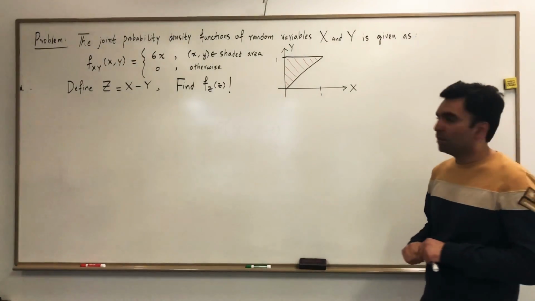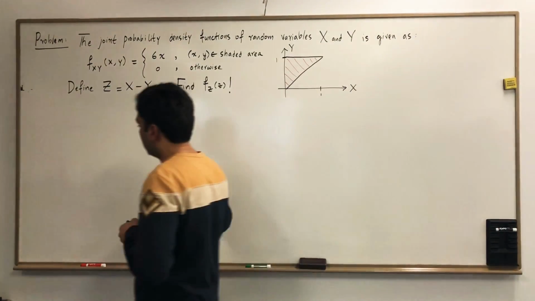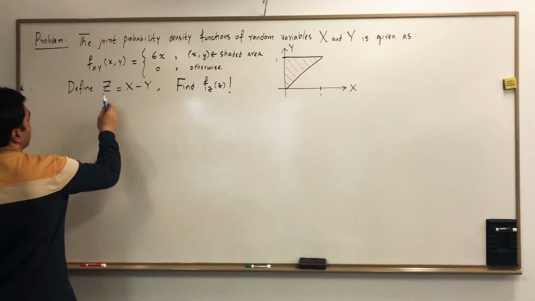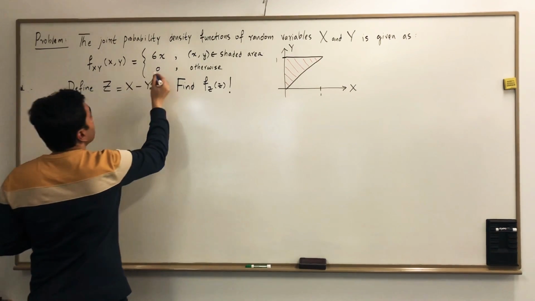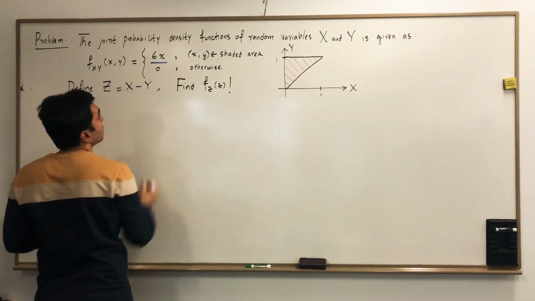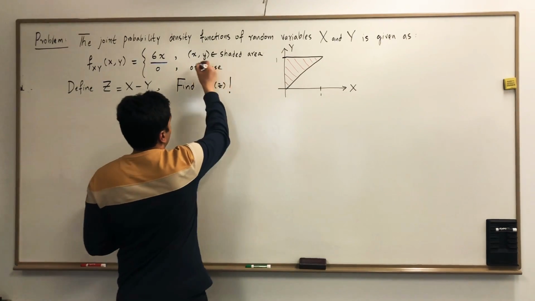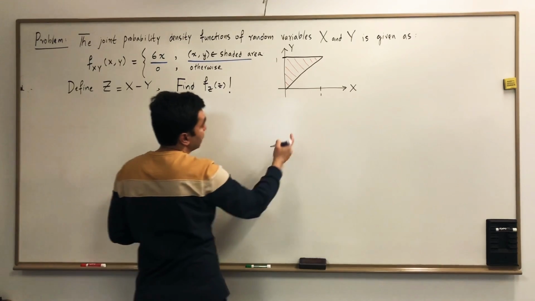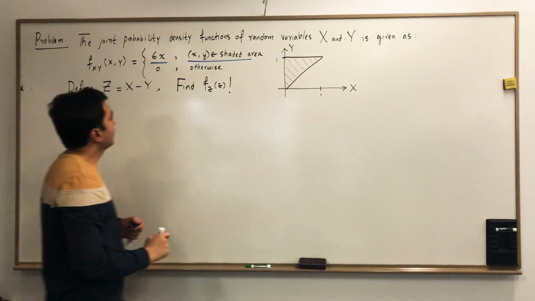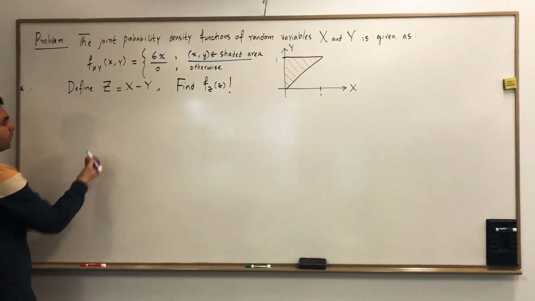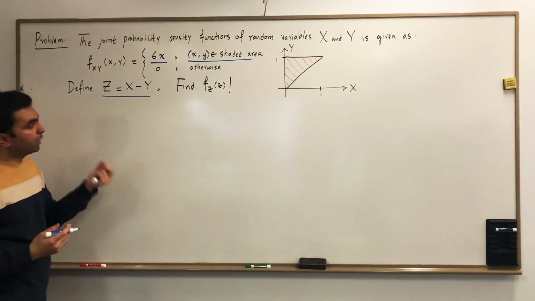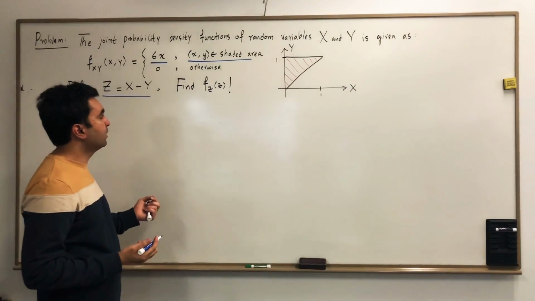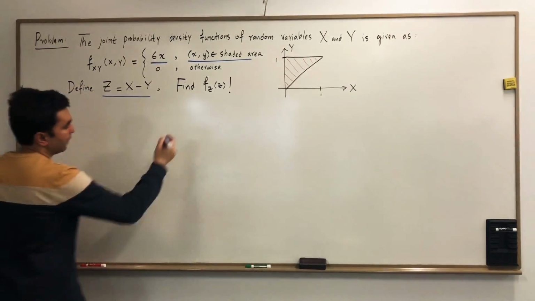So in this problem, we have two random variables x and y, where x and y are jointly distributed according to the density function f_XY of x, y, which is equal to 6x when x and y belong to a shaded region, which is shown in this figure here. And we define a new random variable Z, which is X minus Y, and what we're required to do is to find the probability density function of Z, which is f_Z of z.